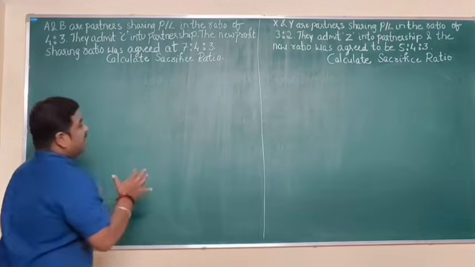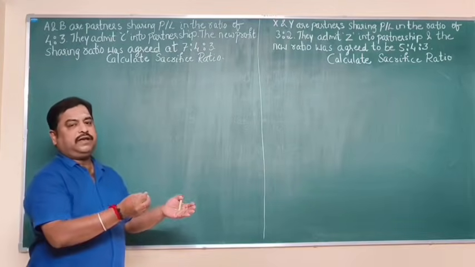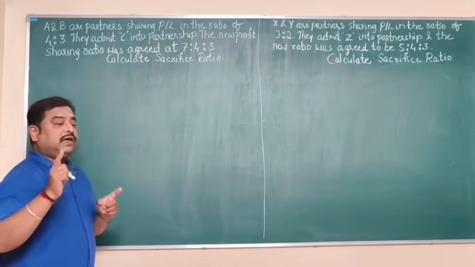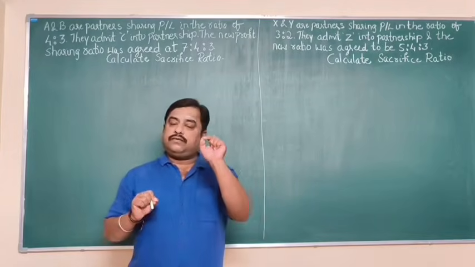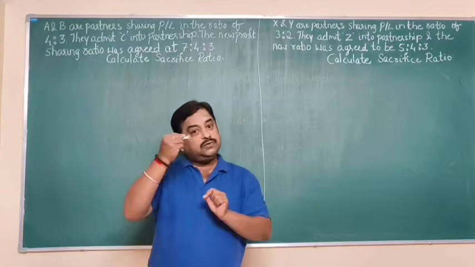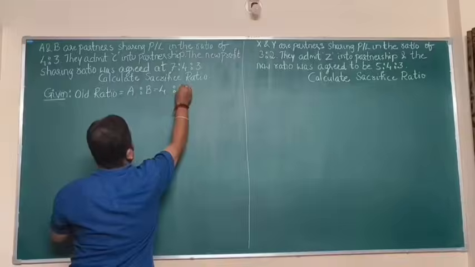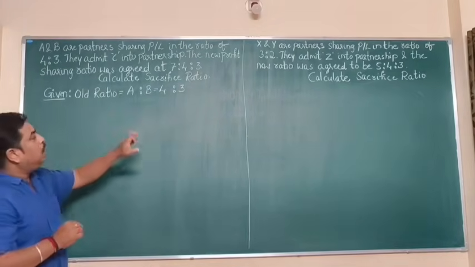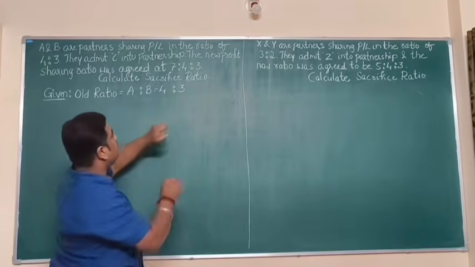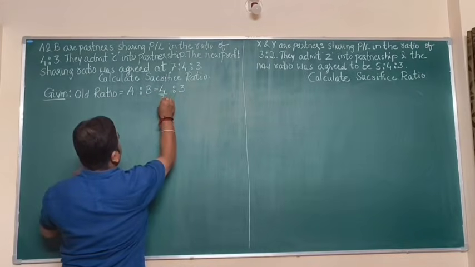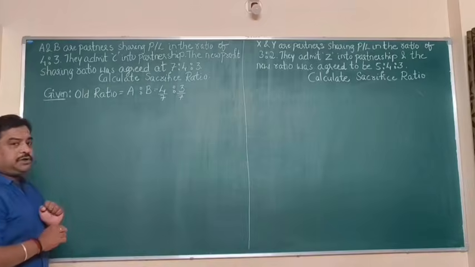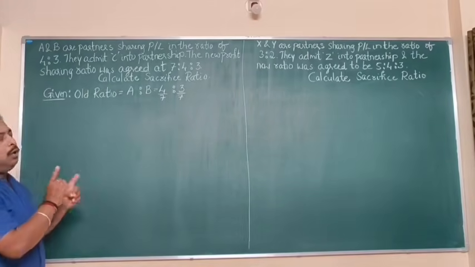So let us start as usual. As I have told you in my previous session, always start with what is given in the question. This gives a very good impression to the examiner, the evaluator who is evaluating your paper. So, old ratio, 4:3. Now if you want to present this ratio as fractions, just add up these two numbers. 4 plus 3, 7. So we present it as 4/7 and 3/7. Whose ratio is it? Old partners, old ratio.